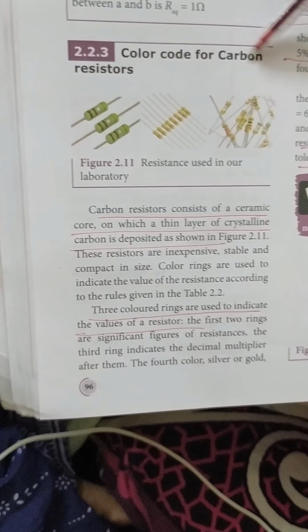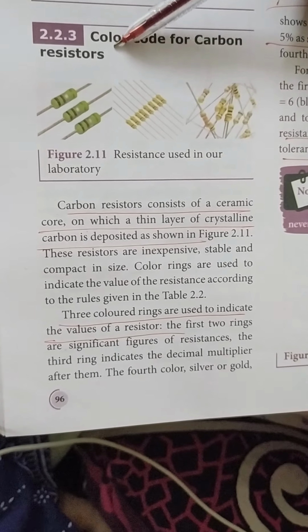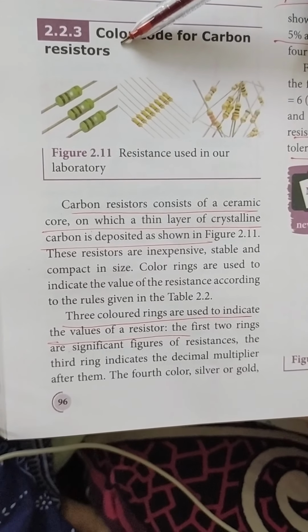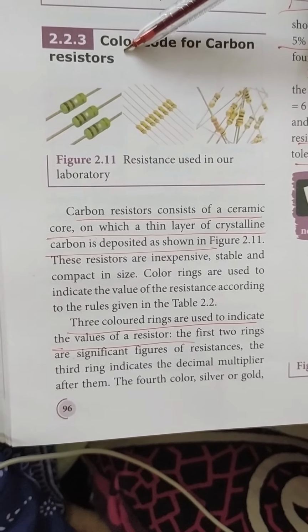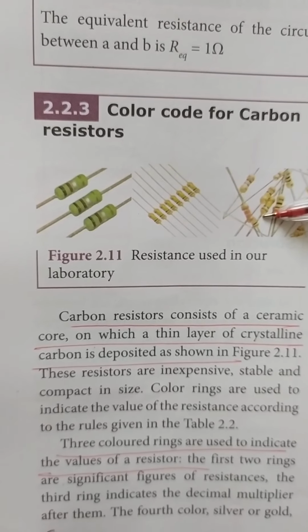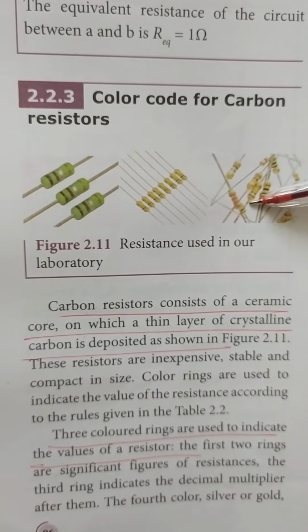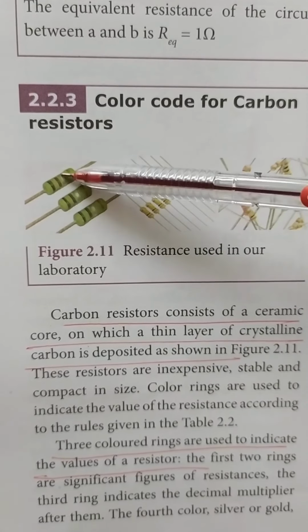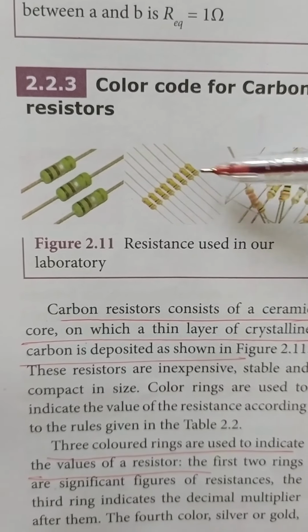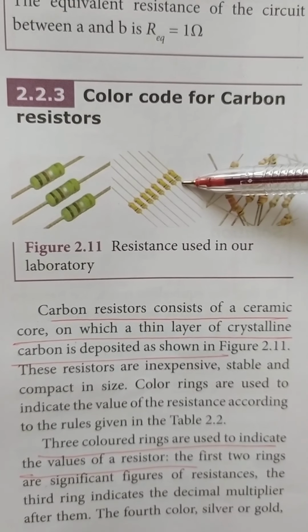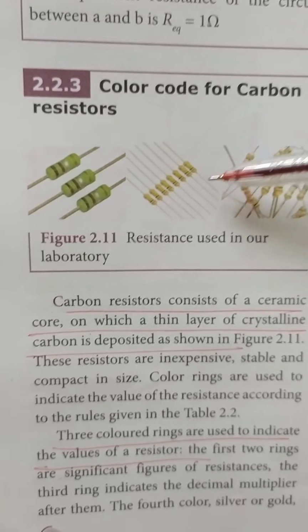Hi students, today we are going to see about color code for carbon resistors. Resistors are used to control the flow of current, that is called a resistor. And color code we are going to see. Suppose if we see here there are different diagrams, that is for carbon resistor used in the laboratory. And so you see the various color codes here. From this color code you can identify what is the value of that particular resistor.